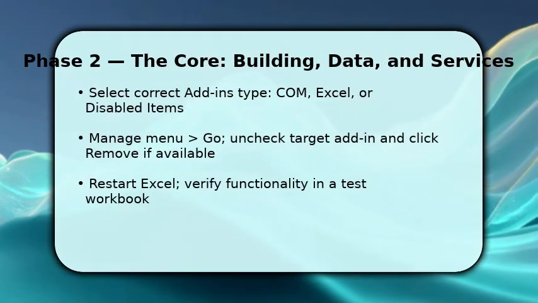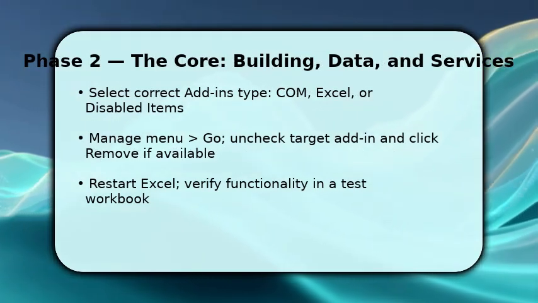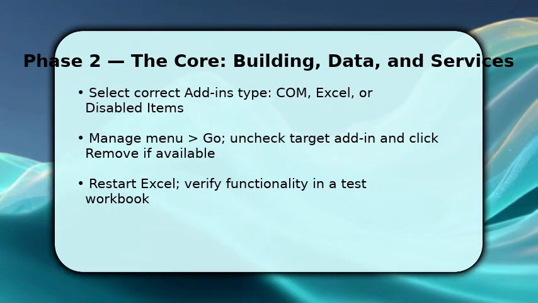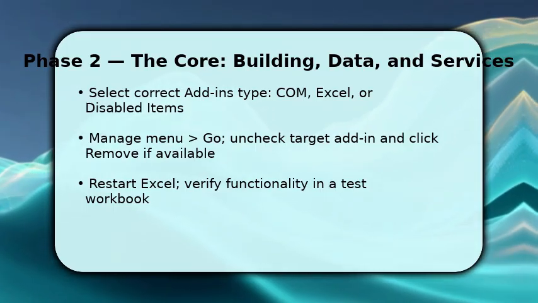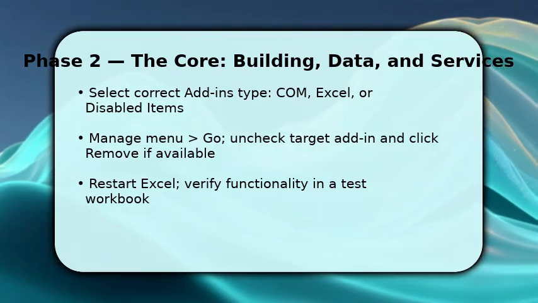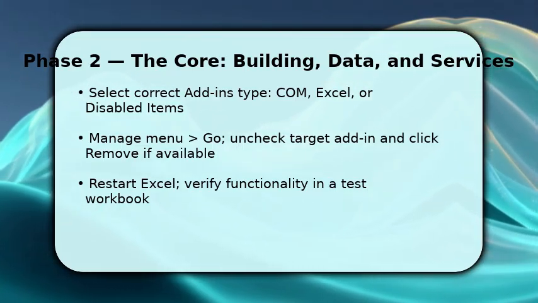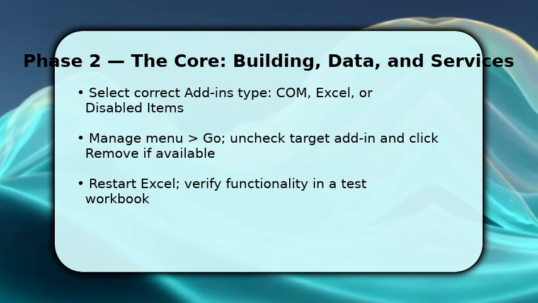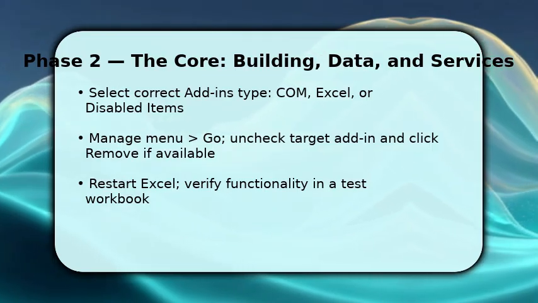Now you disable the research feature without harming other tools. First, pick the add-ins type from the Manage dropdown, COM, Excel, or Disabled Items, because research tools often live in COM. Next, click Go, locate the research add-in, uncheck it. If Remove is offered and you want it gone, choose Remove.